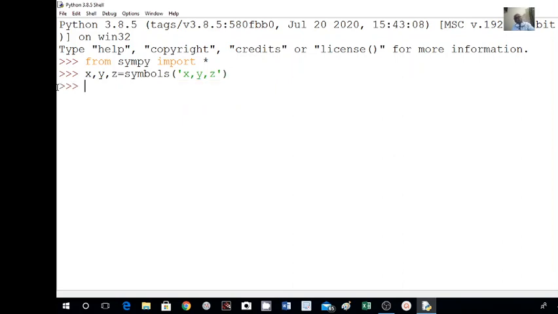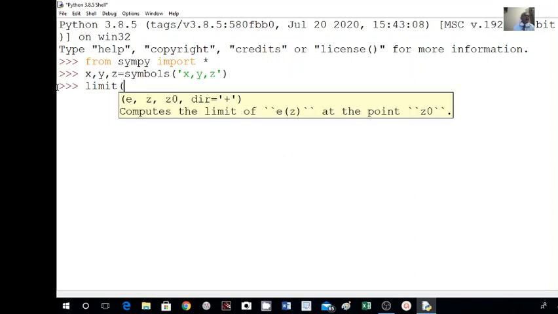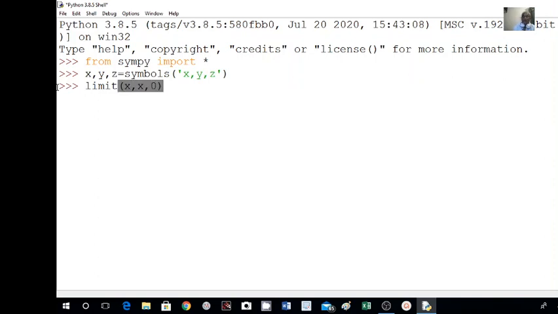And now we go for some commands here. Limit command is there. This is similar to the Maxima command. limit(x, x, 0), bracket close, enter. This is equal to 0. That is, this is the limit of x as x tends to 0. So this is the function whose limit is to be found, and the variable is x here, and this tends to a. That is the limit of f(x) as x tends to a.